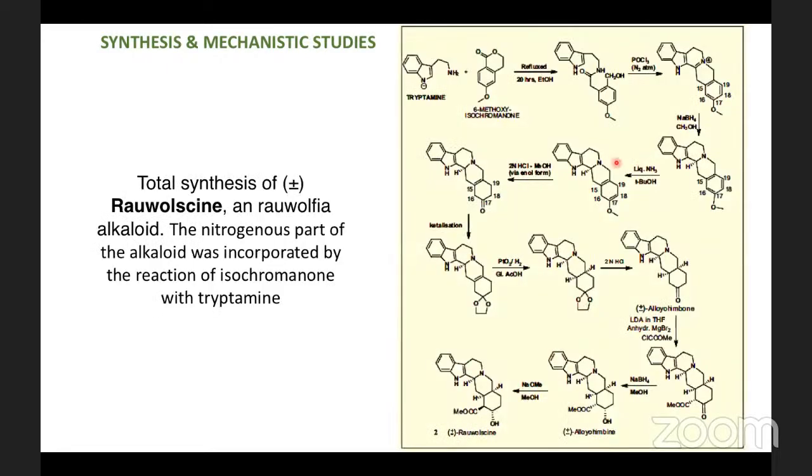This is an example of a total synthesis of a molecule called rauwolfsine. And this, as you see, it comes from here and then it comes down here if you're not a chemist. And it looks very beautiful and easy, but when you start, you only know the endpoint. You come up with starting materials and you follow routes. And so the nitrogenous part of this alkaloid, this nitrogen was incorporated through something called the tryptamine, okay? But anyway, I'm just showing you nitty gritty details of some of the work she did.